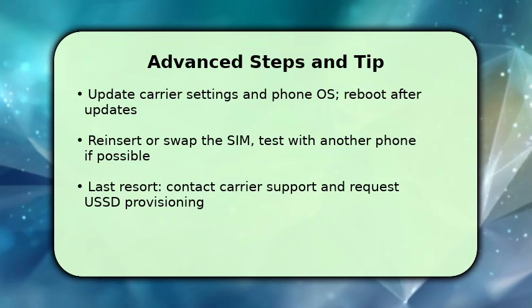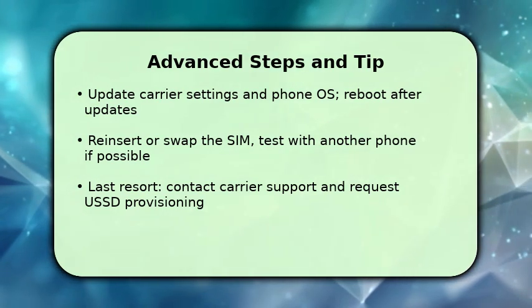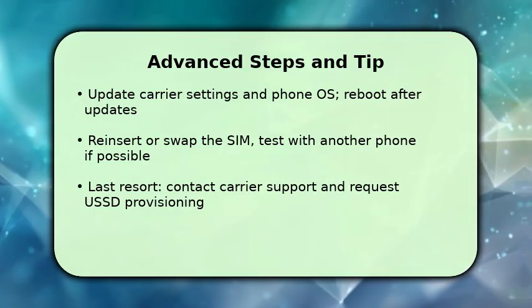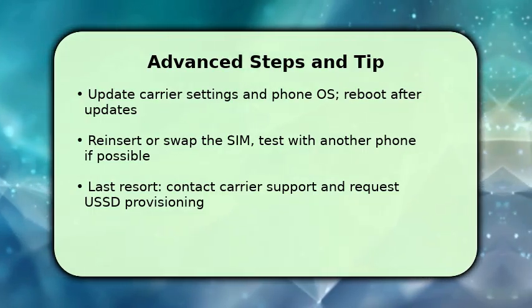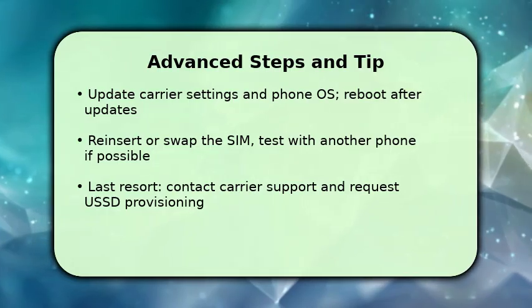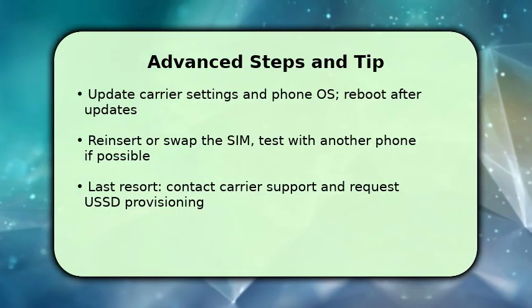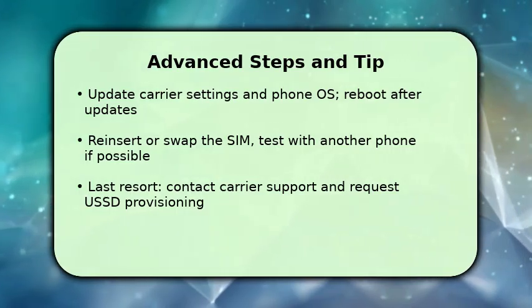Update your phone OS and carrier settings, then reboot to ensure changes take effect. If the problem persists, power off, remove and reset the SIM, or try the SIM in another phone to isolate the device versus network issue. If none of this works, contact the carrier and request USSD provisioning or a network-side reset.